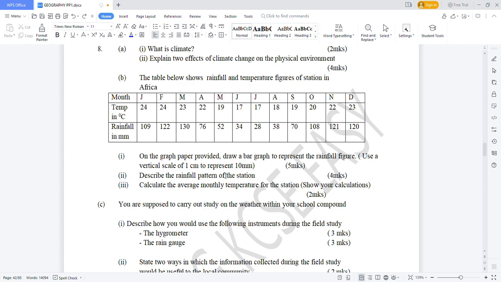Then part B, question 2 of part A. Explain two effects of climate change on the physical environment. So, effects of climate change on the physical environment.